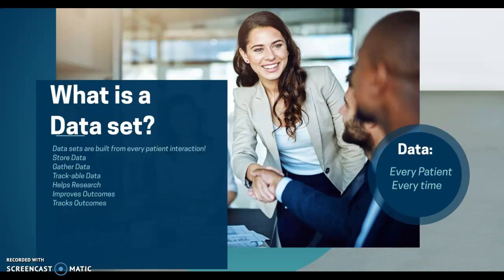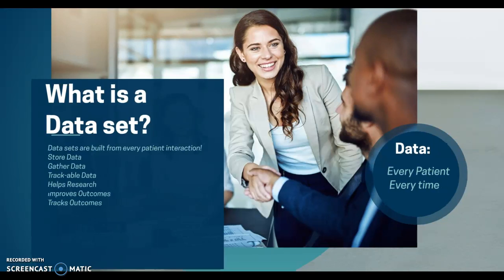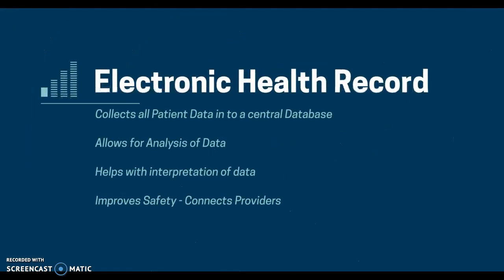So then, how do we get these data sets? Well, a data set, like I said, is a collection of all these little data points. We take them, we store the data, we gather the data, obviously, right? We see what's trackable in the data. And it helps research, it helps improve patient outcomes, and we're able to track all the different data points of interactions that we've had with our patients. So the electronic health record collects all patient data into a central database, right?